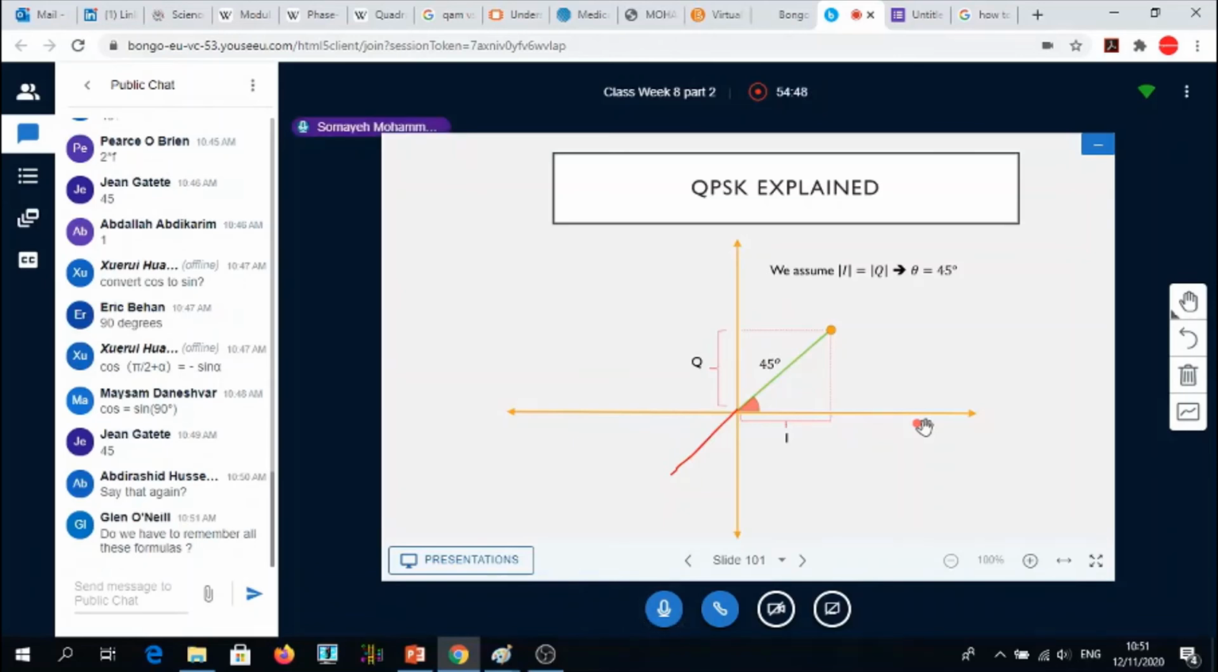Glenn, you need to know how things work, okay? You may not need to remember all the formulas, but you should be able to know the links and you know how they associate with modulation.